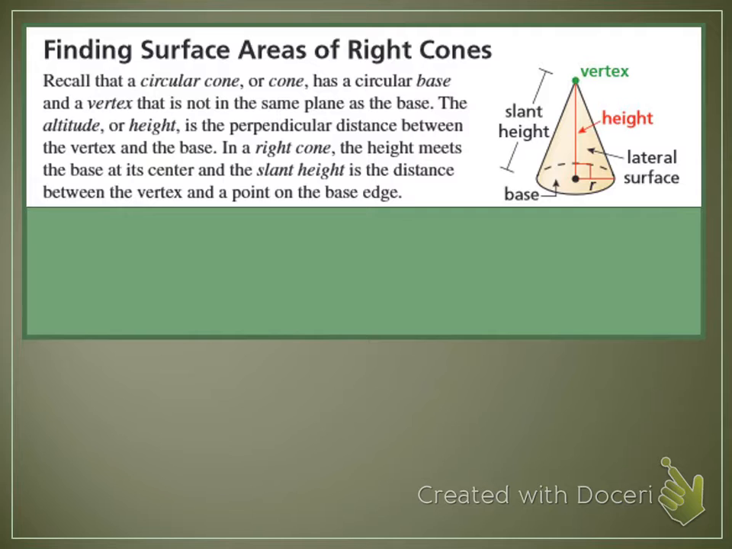So the first thing I want you to mark is the vertex. The vertex is the point at the top, just the same as a pyramid has a vertex. So you don't have to highlight this one. I'll tell you that you're going to highlight the heights, and I'll show you that in a second. So you've got your vertex.